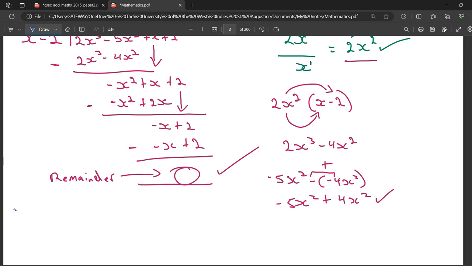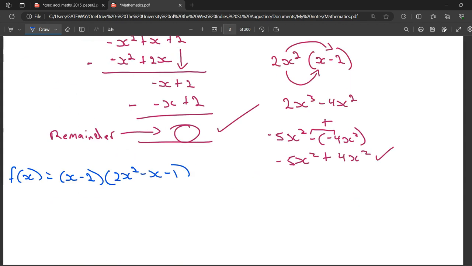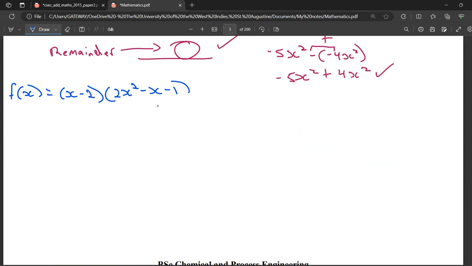So we can say that f of x is really equal to the first factor, which is x minus 2, multiplied by the other factor, which is 2x squared minus x. I believe it will be minus 1. Yes, minus 1. That's what I have up there. But wait a minute, this is only two factors. But this is a quadratic. This can be split up into two other factors.